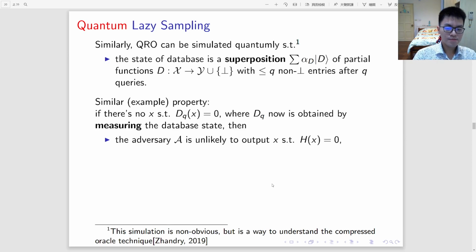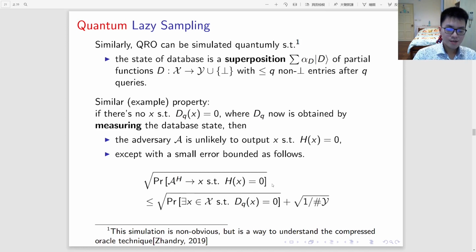We also have a similar observation here. If after q queries we obtain the database D_q by measuring the database state, and there is no zero within the database, then the adversary is unlikely to find a zero preimage either. Except now the error term is slightly different. Although this simulation is non-obvious, it is a way to understand the compressed oracle technique.